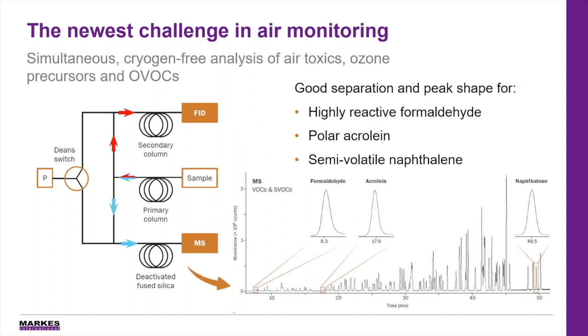Now, the second stage is to introduce the sample straight down the primary column, following that blue arrow, and then going to the MS via a piece of fused silica. Now at the MS, we then have the other 112 compounds for separation. And the separation and peak shape here are really important. So we can see formaldehyde, great peak shape. It's highly reactive, so this is really important for the analysis. Polar compounds such as acrolein have good peak shape as well, and then semi-volatile compounds such as naphthalene also with good peak shape here.